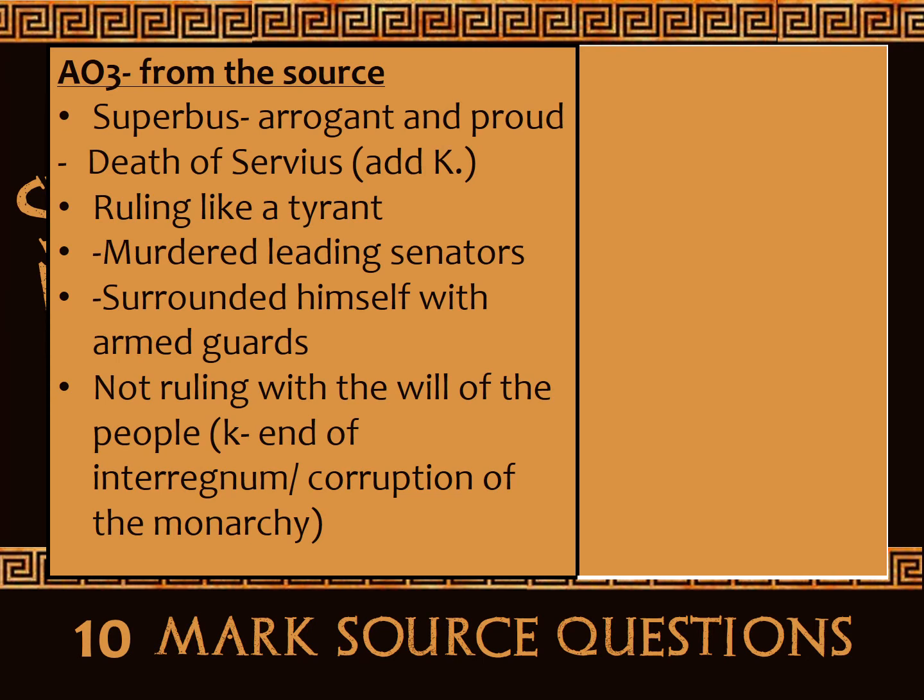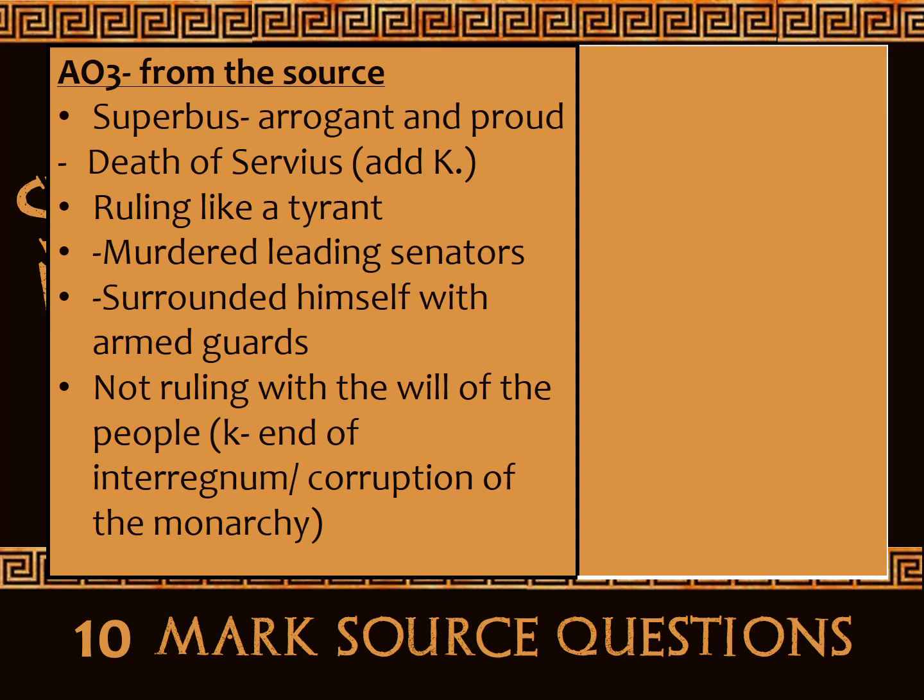So back onto our simple two-box plan. Here I've just done the AO3 part, the bit from the source. So the first thing is the fact that he gets the name Superbus. It's not his birth name. This means arrogant and proud. So he's earned himself a nickname. And this straight away leads on to him talking about refusing to bury Servius. If you can see on the plan, I've just put on there that I'm going to use my own knowledge to develop that, because I think that's something that I can deploy knowledge to explain properly and give some clarity to.